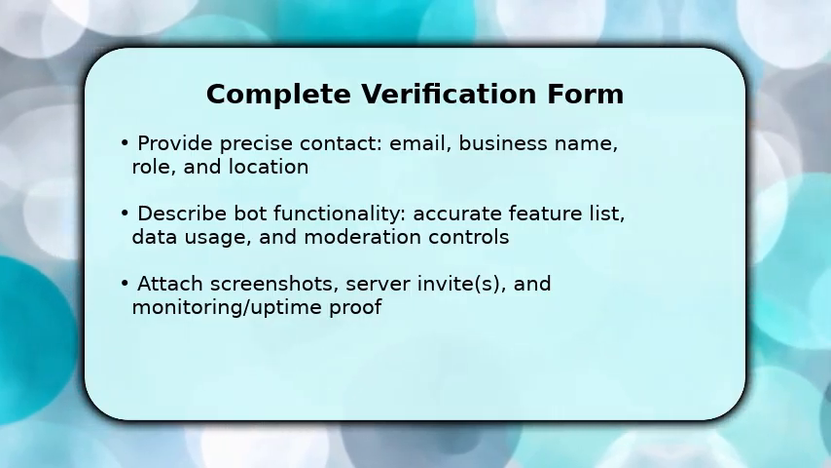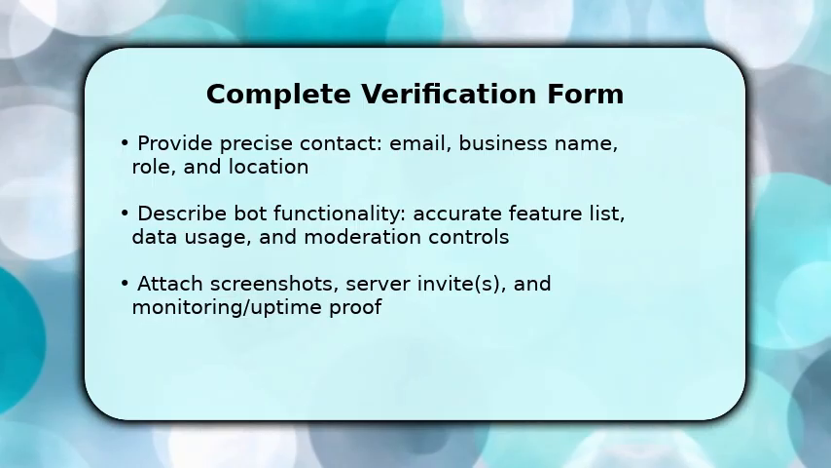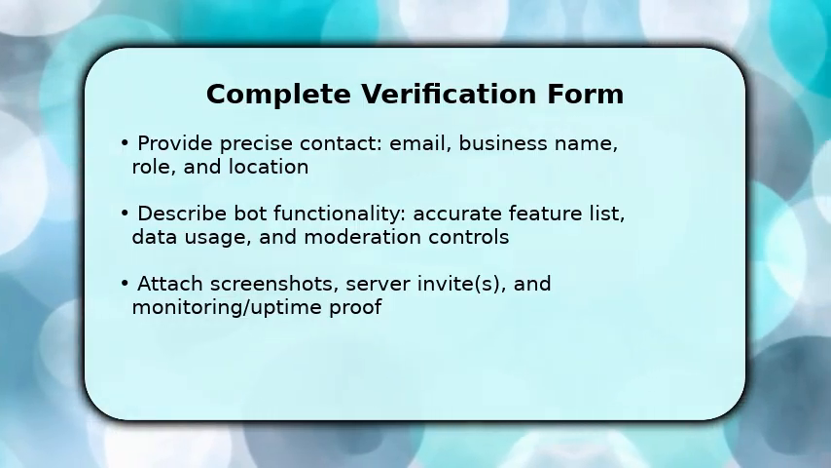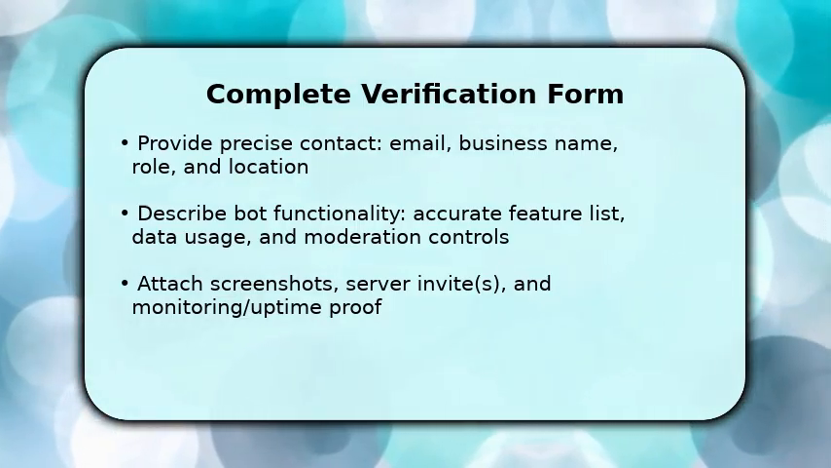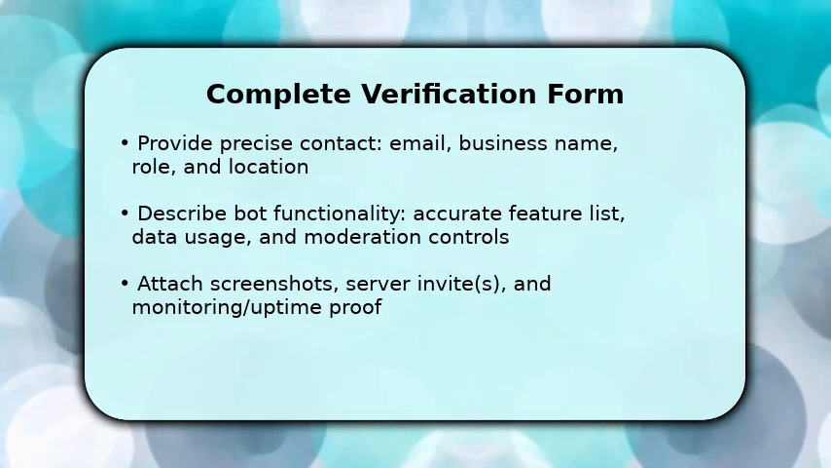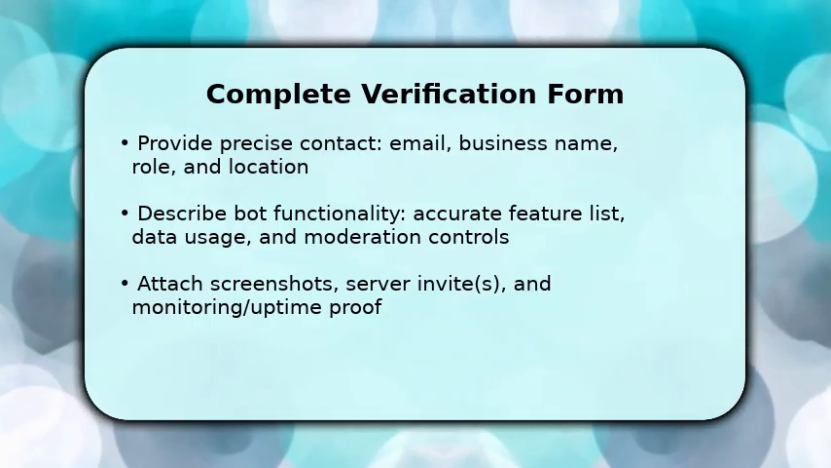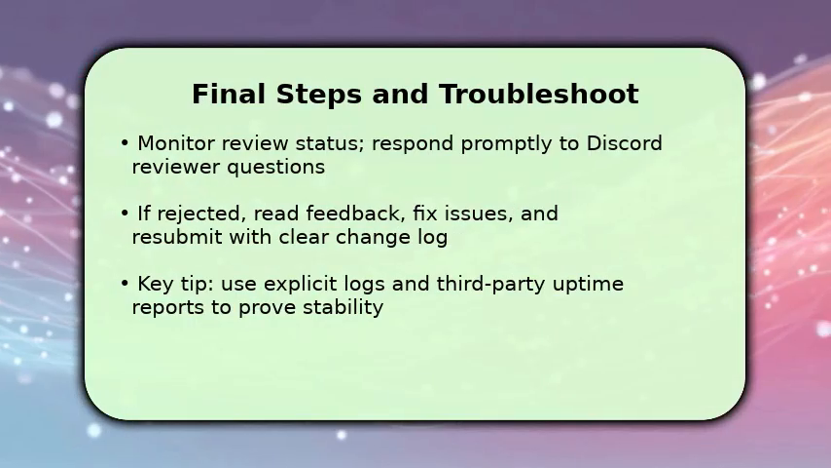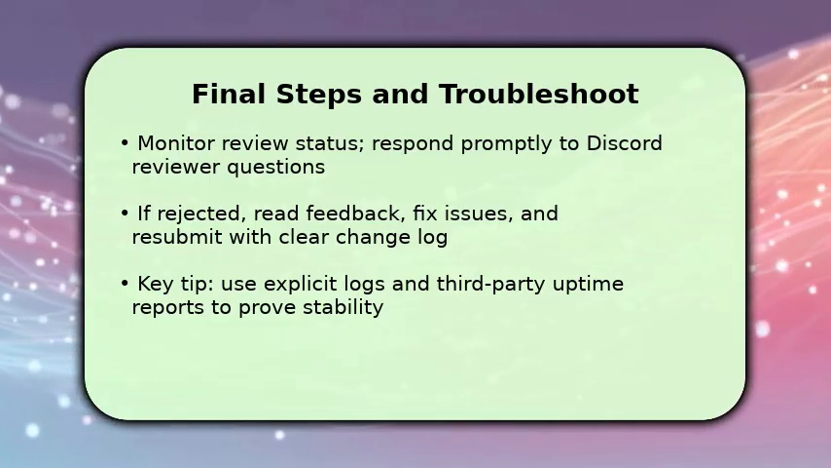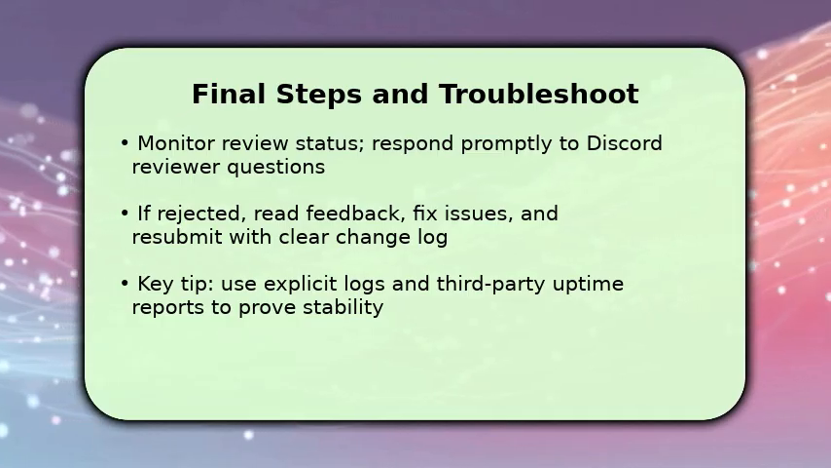Reviewers want reproducible behavior. Make sure your privacy policy details retention and deletion, and mention monitoring and uptime measures. Submit attachments in recommended formats and pause to double-check entries. Mistakes here cause delays because reviewers need trust and clarity. After submission, watch the application status and respond quickly to any reviewer requests. Prompt replies shorten review time.